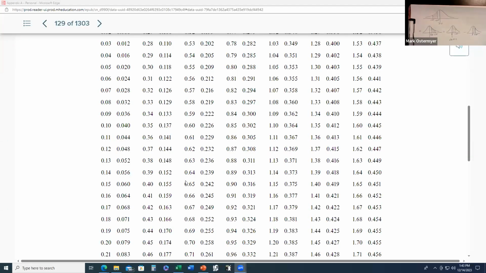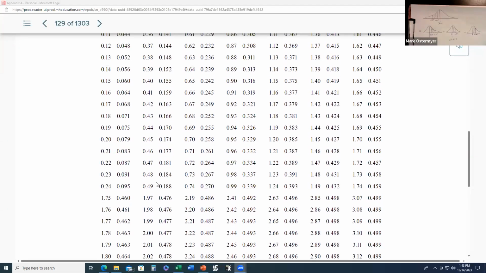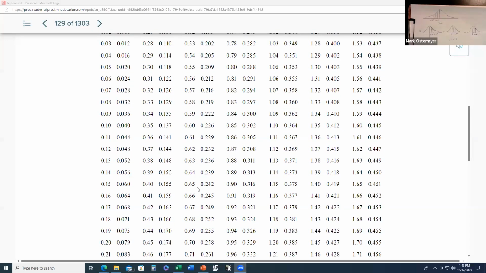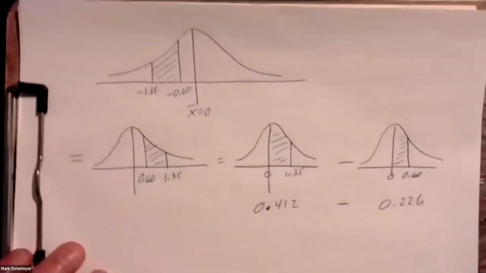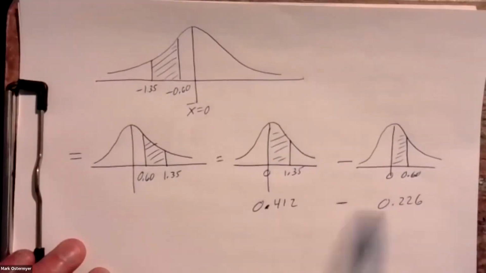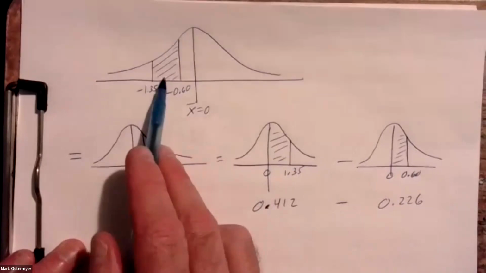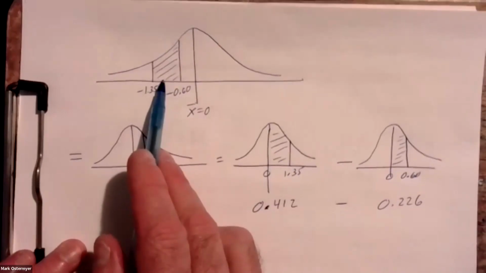Where's 0.6? Oh, found it. 0.6 is right here. The area is 0.226. Write that down. And then we're going to subtract off these areas, ladies and gentlemen. And we're done. We just have to subtract this area off from this area. And we really have this area, which is equivalent to the original area they're asking us to find.